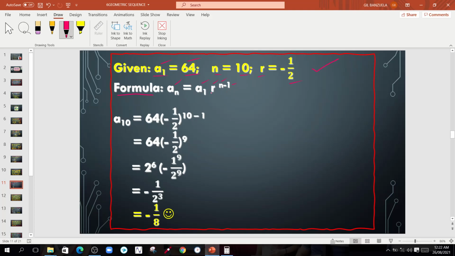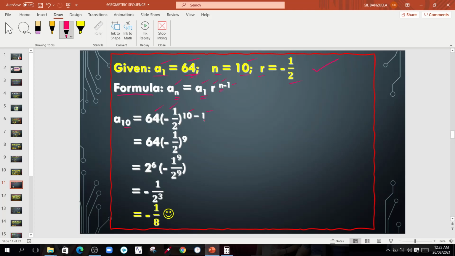So, again, you know the drill. Let's change all n by 10. Alright, so let's plug in that. We have 10 here, 10 there. Then, your first term, let's plug in the value, which is 64. Ito na siya. Then, the next one is the common ratio, which is negative 1/2. Ito na siya, guys. Then, of course, we have to subtract 1 to the number of terms. That's why we have minus 1 here.